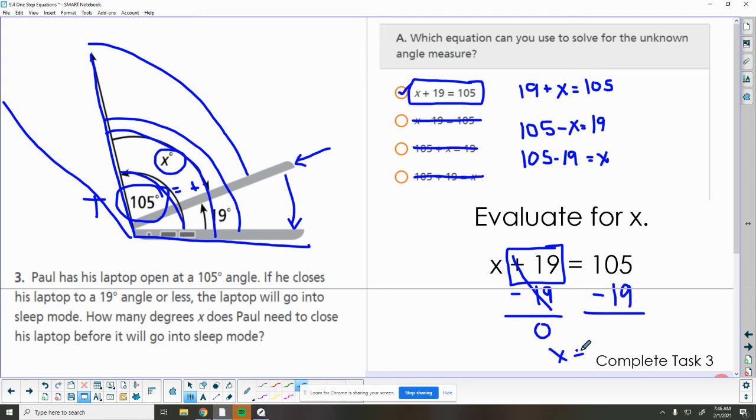So x equals, I'll let you go ahead and figure that out. Be sure to think about how you need to borrow across those numbers. So go ahead and complete task 3 and then come back when you are ready to do our last task, number 4.